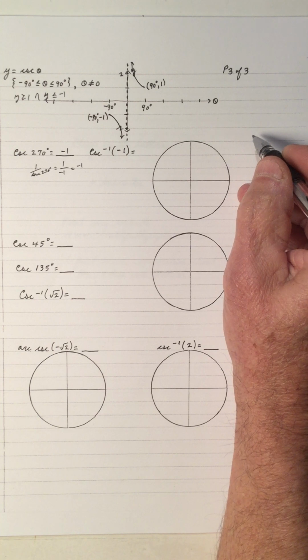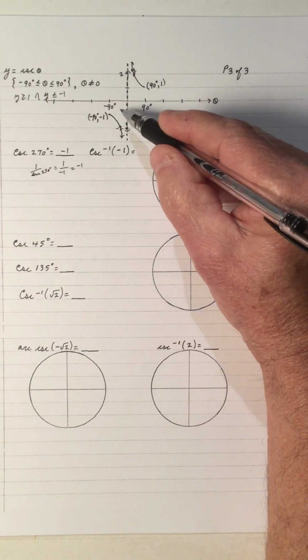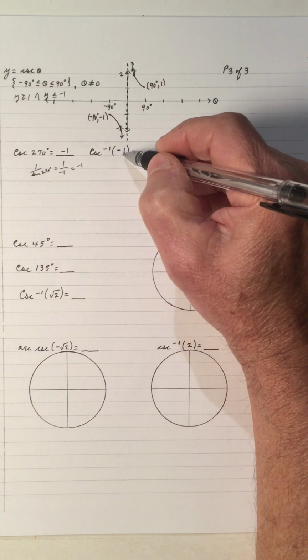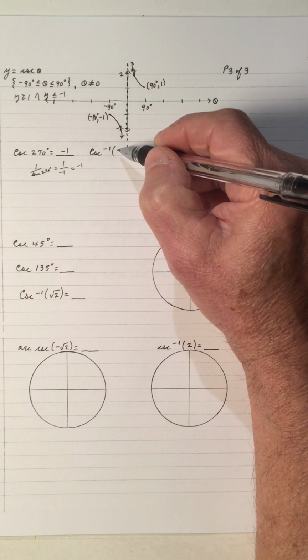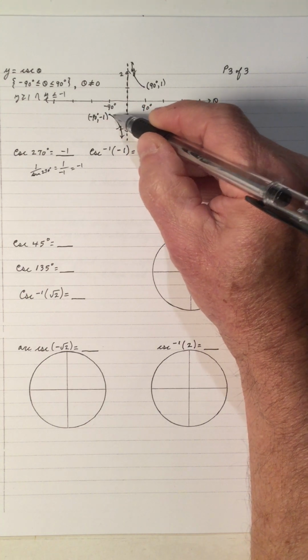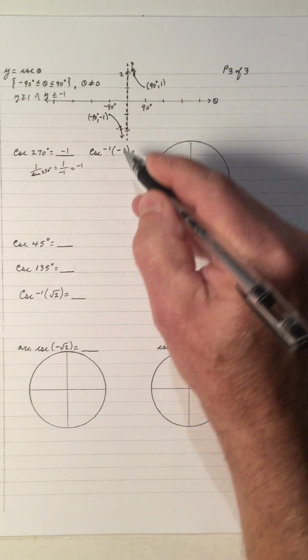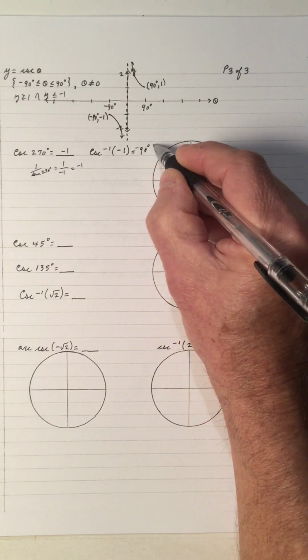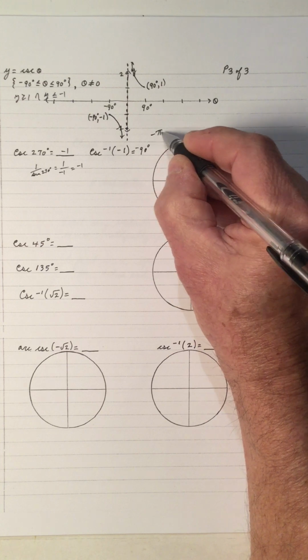So what about its inverse? The inverse of negative 1: we have a number, and we need an angle. If we have negative 1, the angle must be negative 90, and negative 90 degrees is negative pi over 2.